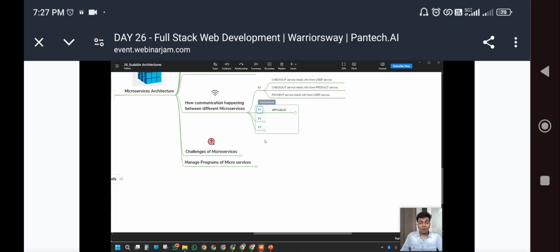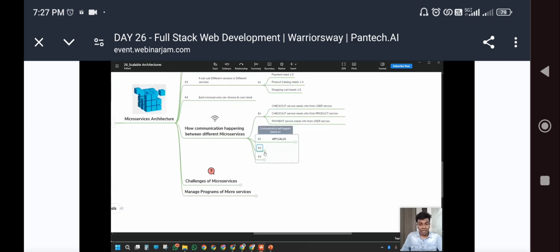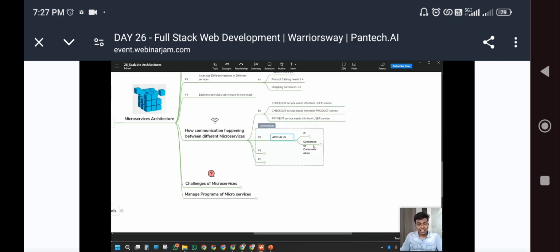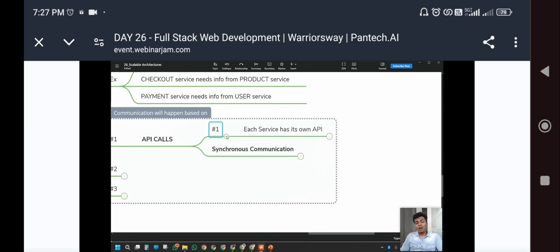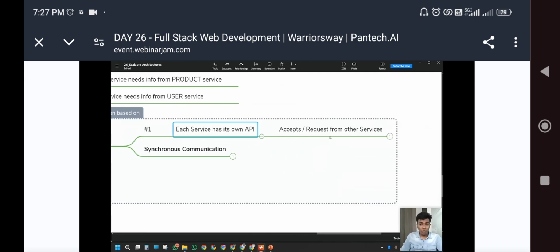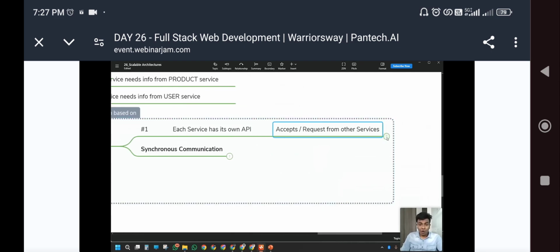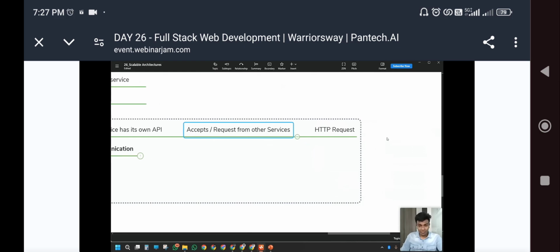While talking about those communications, there are three ways. One is by using API calls. As we have already discussed, every microservice or component is going to be connected with an API, which is like an HTTP request and response. Since it is an HTTP request, it is going to be synchronous communication. Why? Because each service or component has its own API, which is helpful for accepting requests from other services.